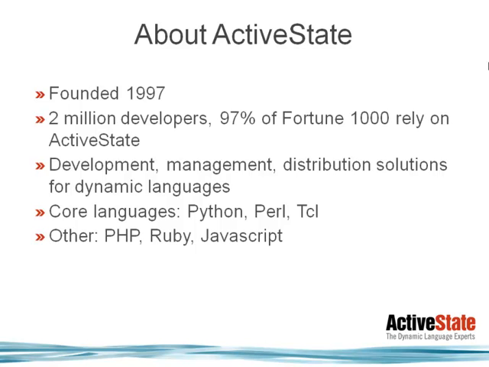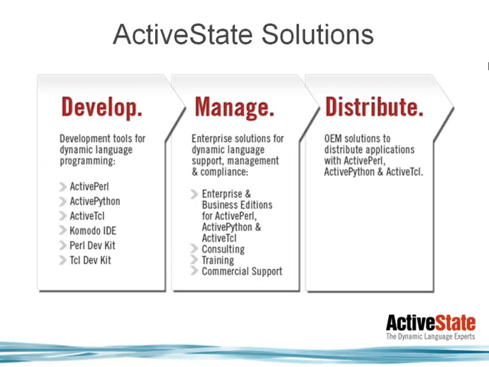Our core languages that we specialize in are Python, Perl, and Tcl, followed by PHP, Ruby, and JavaScript. This slide gives you a better idea of what we do in the area of develop, manage, and distribute. On the development side, you can see we have our free distributions, ActivePerl, ActivePython, and ActiveTcl, followed by our IDE, Komodo, and then our dev kits, the Perl Dev Kit and the Tcl Dev Kit.